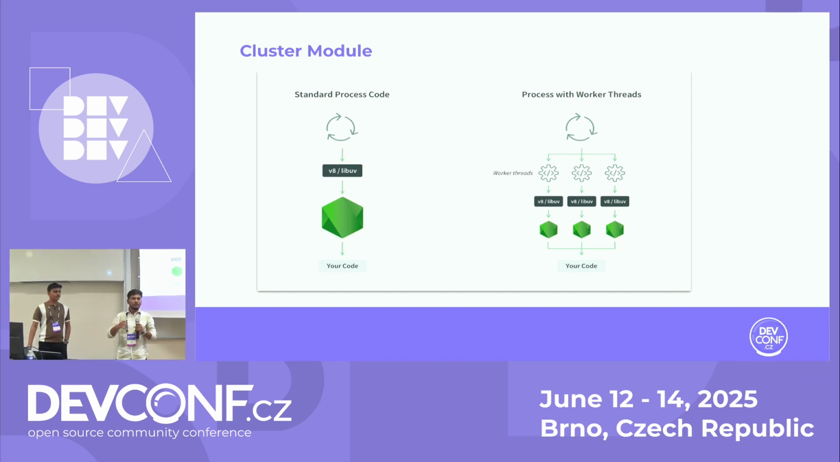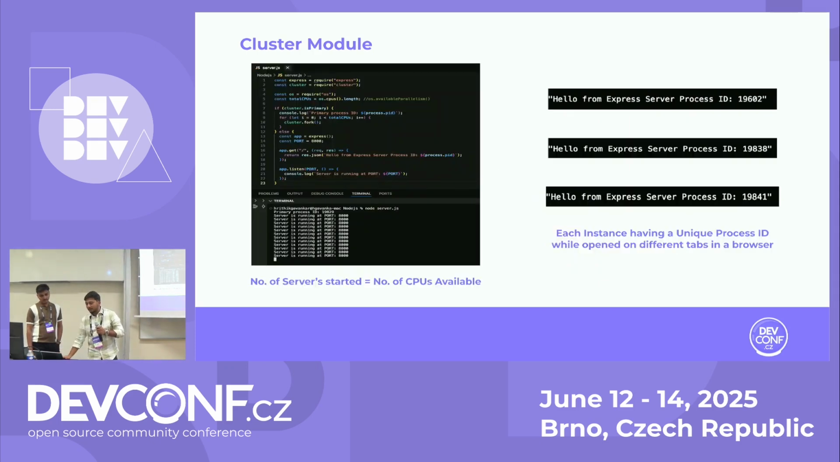It's an inbuilt Node.js module which you could use, and in the next slide I've tried to replicate it. I've made use of the cluster module, and since I'm using my MacBook M3, which is a 12-core CPU, it makes use of the available CPUs, and approximately 12 server instances were up. I also tried hitting the same server using different tabs in my browser. You could observe that each had a unique server process ID, which was visible. So using the cluster module, we could achieve parallelism.